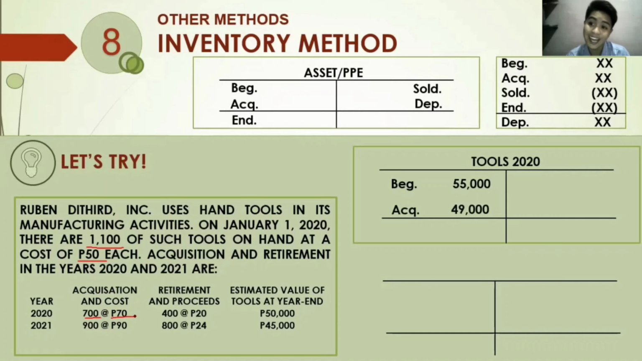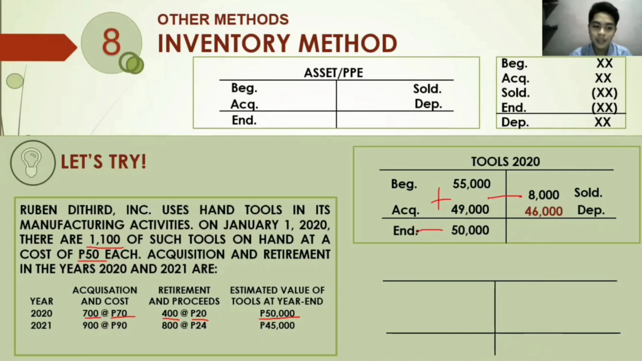700 times 70, 49,000. Meron din po ba tayo ni-retire? Meron din po, 400 tools sa halagang 20 pesos. So, 400 times 20, how much? 8,000. Magkano po yung ending inventory natin? Sabi, estimated year-end ending inventory for tools is 50,000. So, 50,000. Ang tanong, how much the depreciation expense? Add lang natin to, 55 plus 49. Minus lang natin itong 8,000. And then itong 50,000. How much? 46,000. So, yun yung depreciation natin for year 2020.